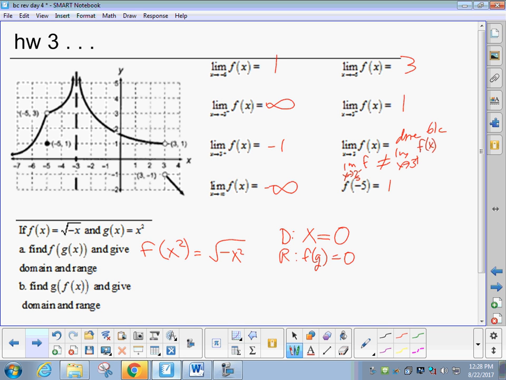How about g of f, which would be g of the square root of -x? That is -x squared. Is that -x?